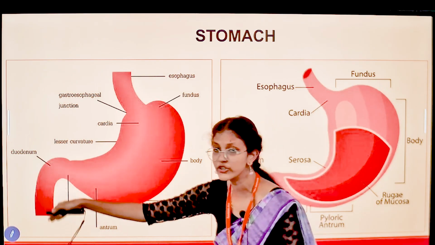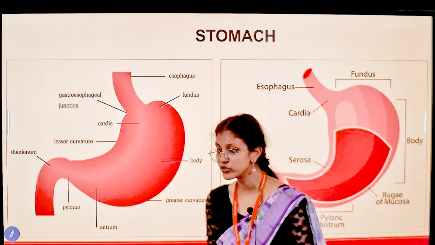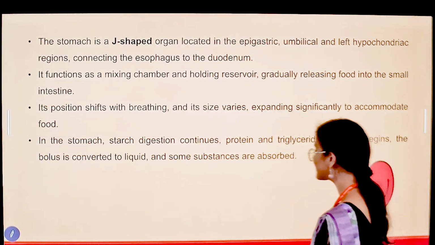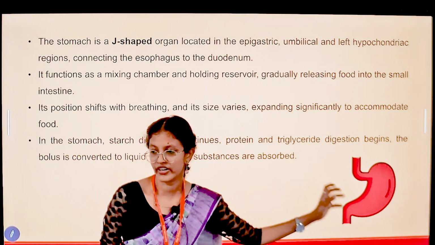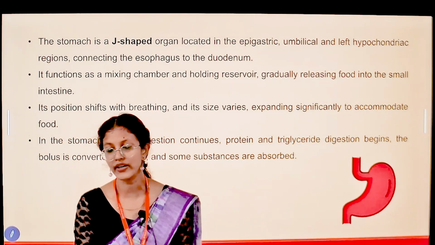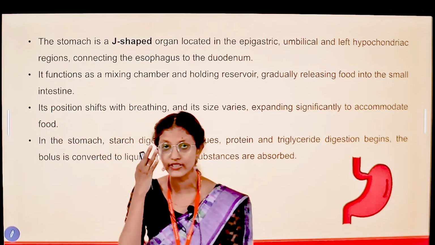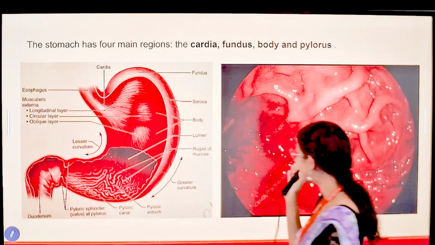The pylorus part is opening towards the duodenum. The duodenum is the beginning part of the small intestine. So here you can see the stomach. In this GIF you can see the contraction. Your stomach contracts like this, and the stomach has a J shape, and it has layers of course, and it has digestive enzymes also. So here you can see the clear image.